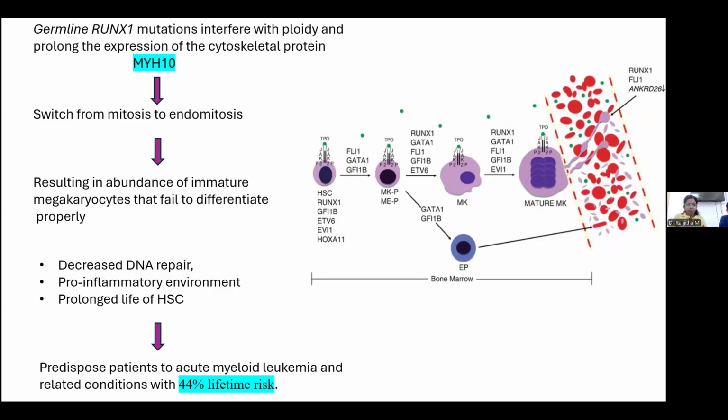So in the background of decreased DNA repair, a pro-inflammatory environment, and prolonged life of a hematopoietic stem cell, it predisposes the patient harboring this mutation to acute myeloid leukemia and related conditions, with a 44% lifetime risk. This is the pictorial representation of the same, where RUNX1 is implicated early in megakaryocyte formation and maturation.